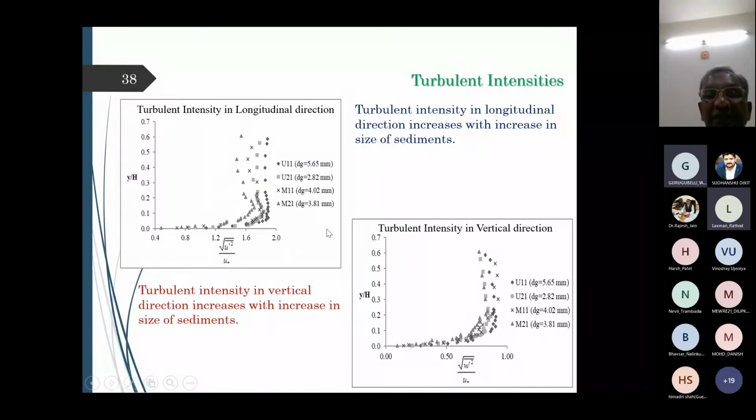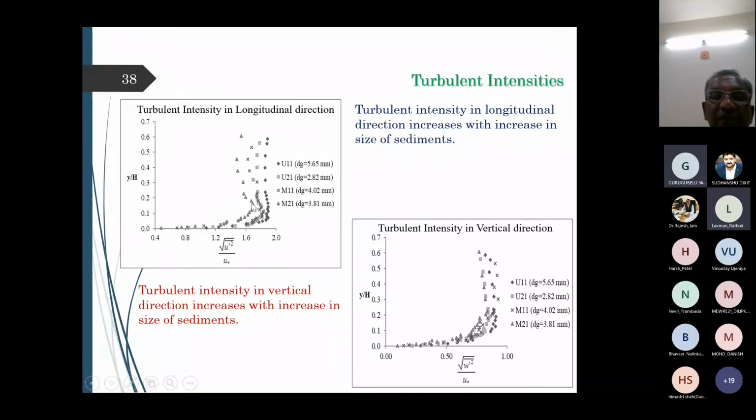Similarly, we have turbulent intensity. This is the RMS, root mean square, the square root of the mean of u prime square, and this is the u star shear velocity. So what you have done is measured u prime, carried out the square of that, taken the mean of that, and then taken the root of that. So this is normalized turbulent intensity, and then you make the plot.